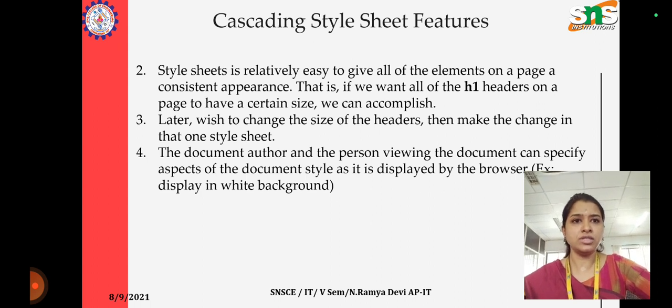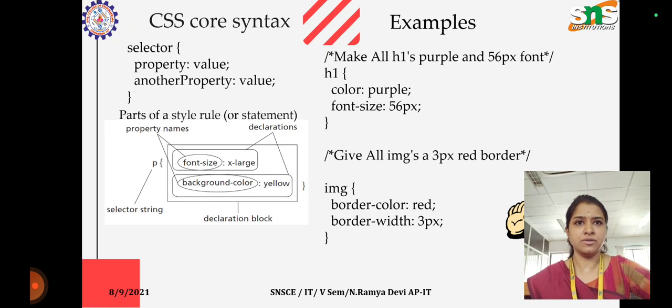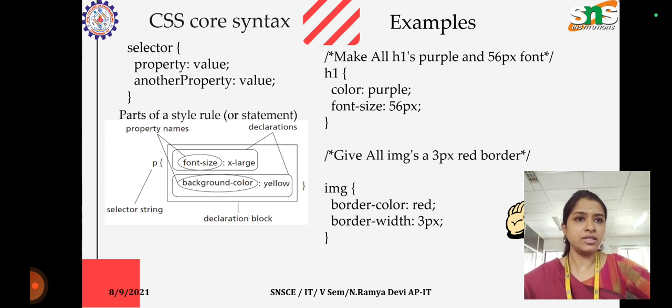The document author and the person viewing the document can specify aspects of the document style as it is displayed by the browser. So this is the CSS core syntax. Here we have a selector, which is nothing but an HTML element, or can be an ID, or can be a class, which we will see later. And then after that we have to open a curly bracket followed by a property name and then a value. For example, here the property name is color and then the value is purple.